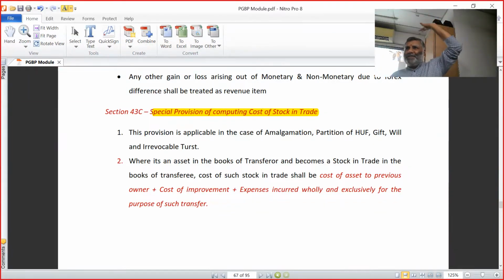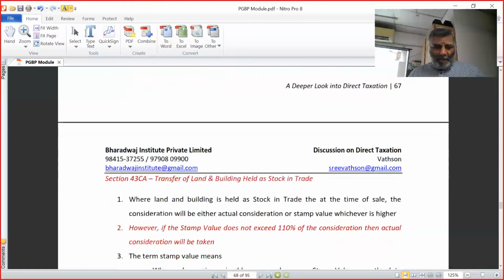This is covered in section 45 of our capital gains. The provision is applicable in these cases where it is an asset in the books of transferor, and becomes a stock in trade in the books of transferee. Cost will be cost of the owner plus cost of improvement plus expenses incurred. In other words, everywhere in income tax, one thing which we will never recognize is revaluation. Revaluation is not a concept under income tax law. We will disallow or we will not regard income from revaluation.